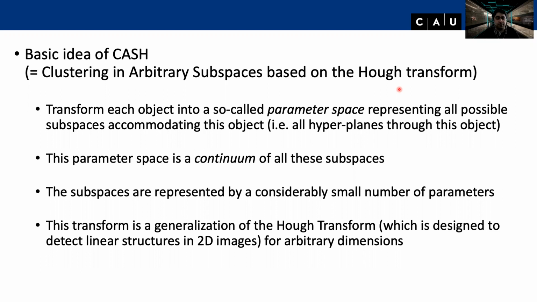And this Hough transform is actually a generalization with respect to dimensionality of the Hough transform, which was originally designed to detect linear structures on 2D images. Since data sets may be of arbitrary dimensionality, the authors, among which also Professor Kröger is, like in 4C, have further developed it to be capable of capturing arbitrary dimensions.